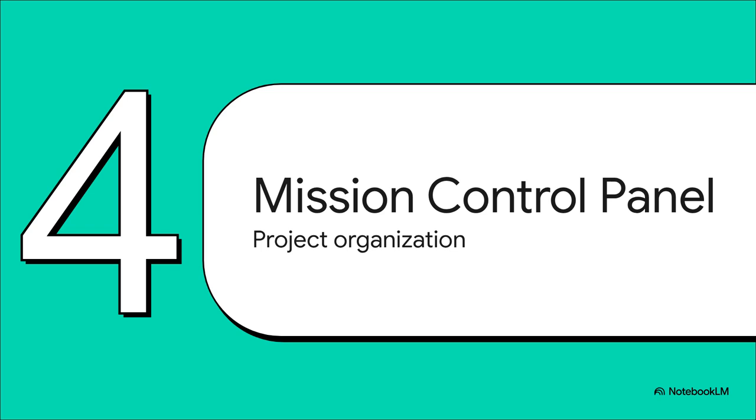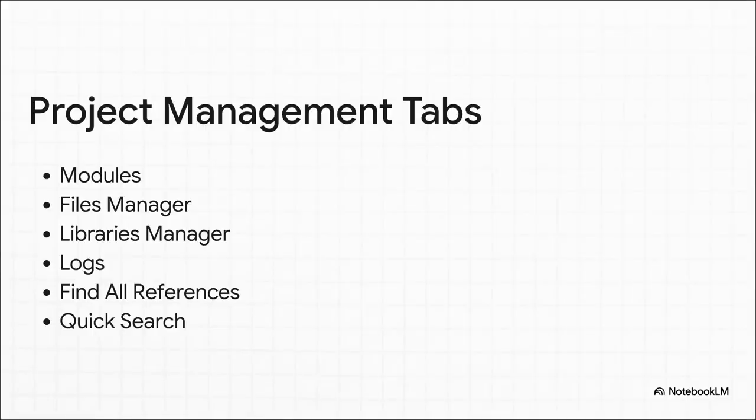Okay, so beyond just writing code, you need a way to manage all the different parts of your project. And that's where the Mission Control panel comes in. It's this set of tabs on the right side of the IDE that keeps everything neat and organized. And this panel is built around 6. That's right, 6 dedicated tabs, and each one is designed to handle a specific part of managing your project. So here are your main tools. You've got modules to see your project structure, a files manager for all your assets, a libraries manager to add new features, logs for debugging, and then 2 really powerful search tools to find anything you need anywhere in your project.